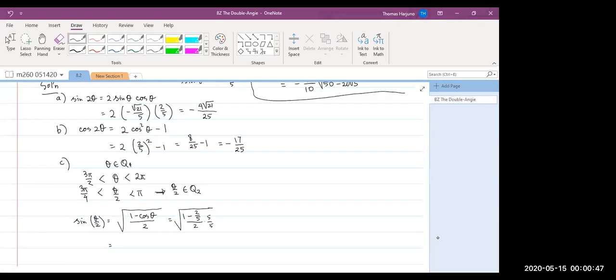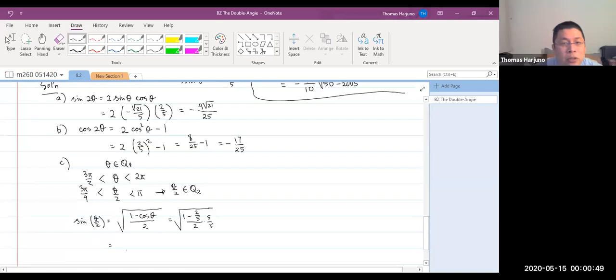Oh, thank you. So this is square root of 5 minus 2 over 10. That's 3. And you multiply by square root 10 over 10 further. So that will be 1 over 10 square root of 30.